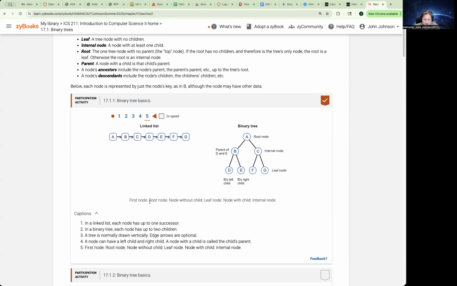So going through here, you've got the root node, and it's divided this up. You've got your root node up here, A. You've got internal nodes, which are like C and B. You've got parents here: B is a parent of D and E, C is a parent of F and G. Your leaf nodes are the ones down here that have no children under them. And you can see that D here is B's left child, and E here is B's right child.